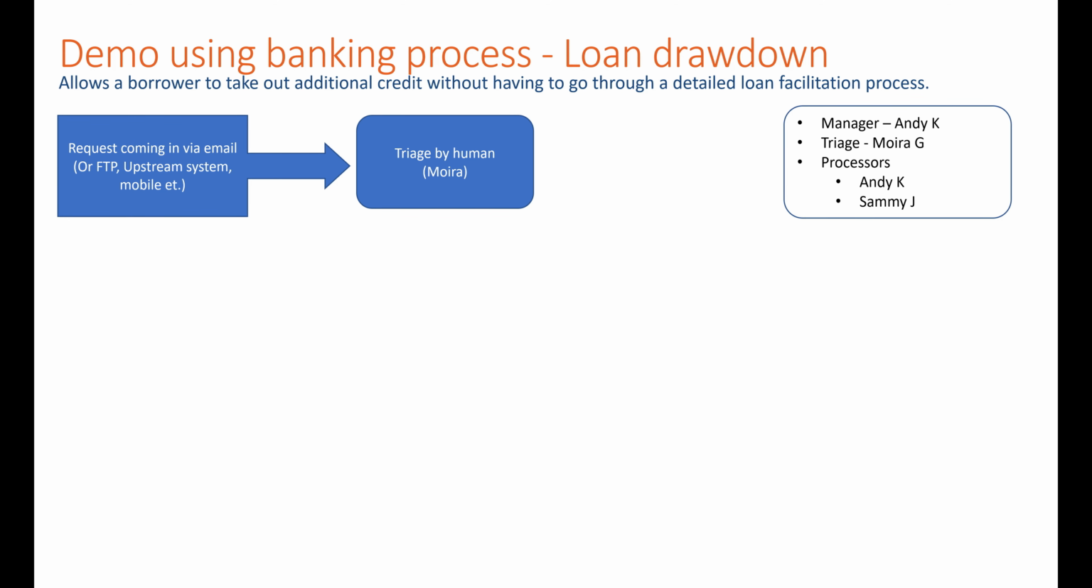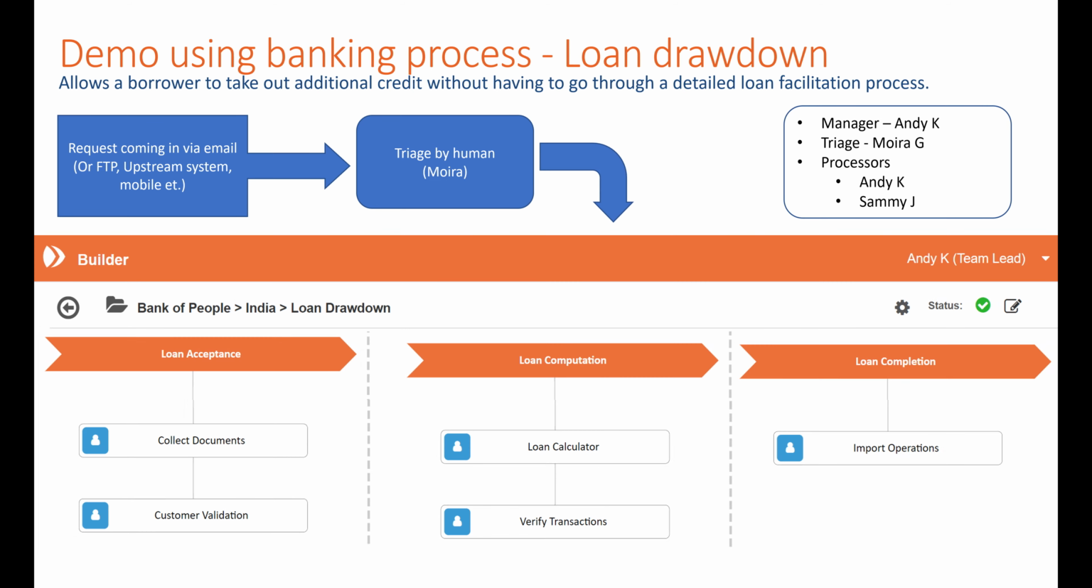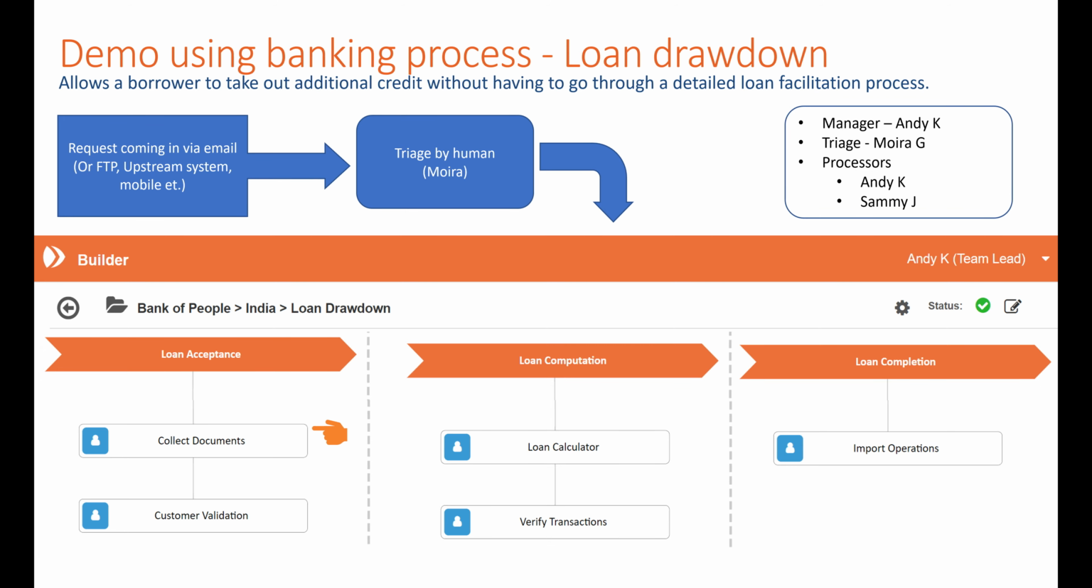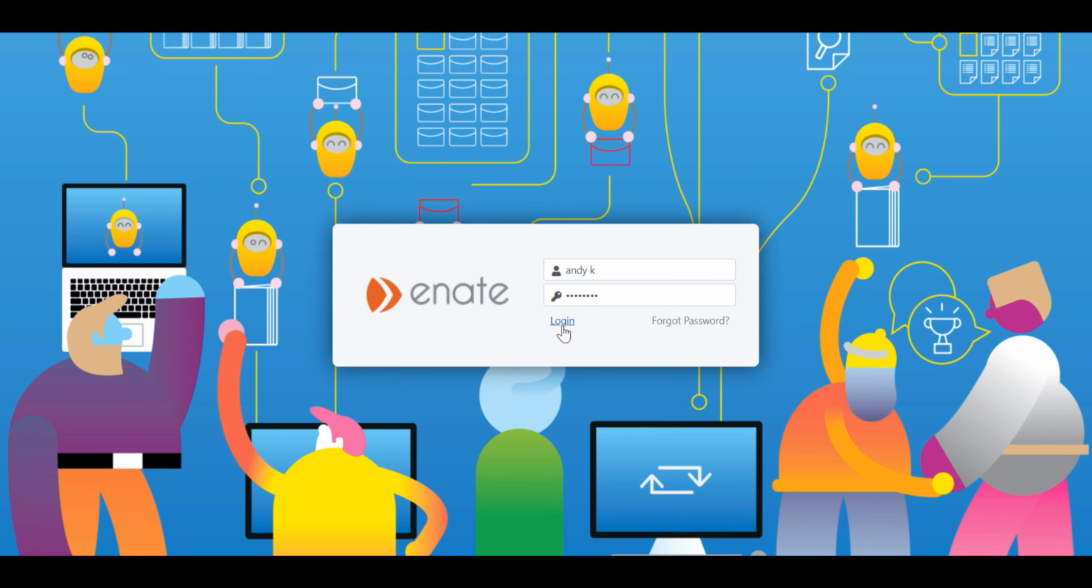In our example, the triage has just been completed, and the first stage of the Loan Drawdown process has been initiated for Bank of People for India. The first human activity to collect documents has now been created and put into the loan team's queue for working on. Now Andy, the team manager, logs in.